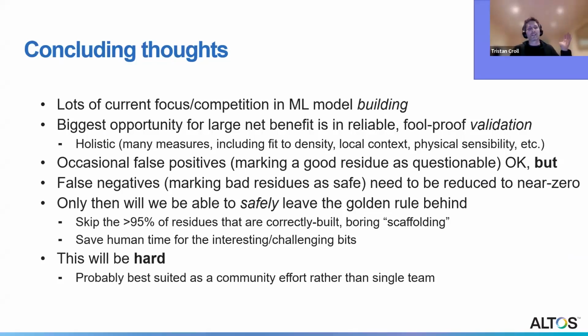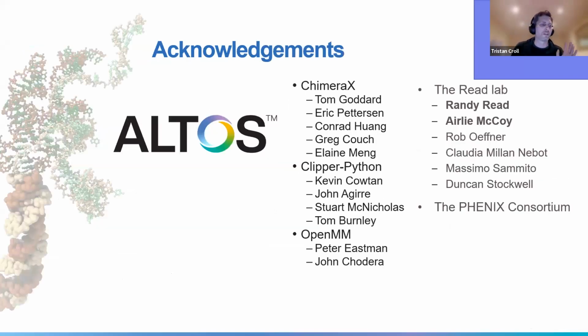So, concluding, these are all the things I've essentially said. We really need to think about a real step change in validation. I think that is the biggest next step that we need to make before we can really step forward and start making perfect models deposited in the PDB. And that's my acknowledgments. I do apologize for running over time.